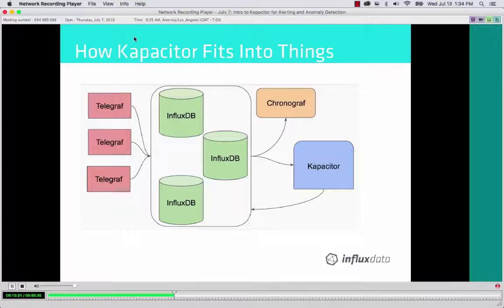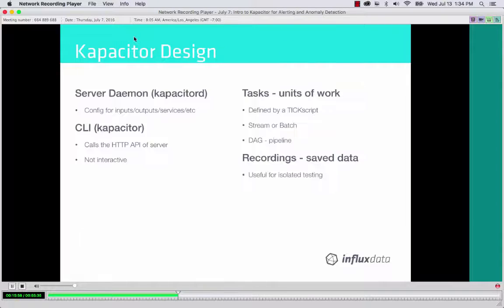And then Kapacitor is subscribed to that cluster, all the data in that cluster. So it'll come through into Kapacitor. Kapacitor will do whatever processing it needs to do, whatever alerting it needs to do. And then it can either be done, or it can take that data and put it back into InfluxDB. So in that way, you can think of Kapacitor as like continuous queries on steroids, plus alerting, plus a bunch of other things.